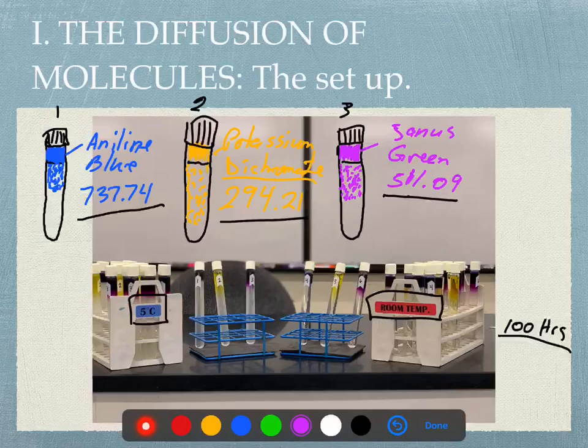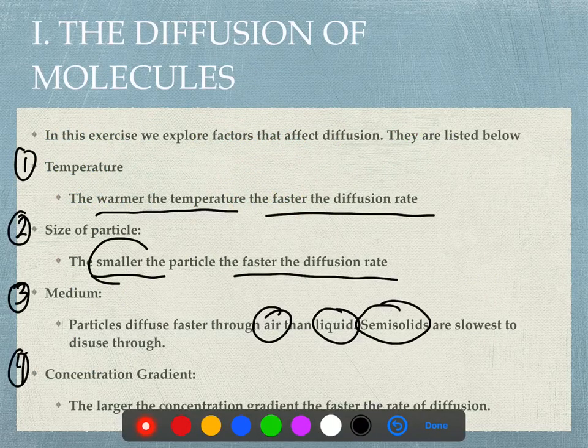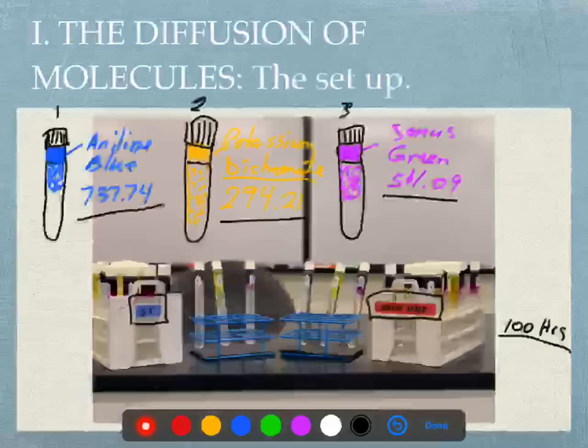That should make sense, right? This is basically applying what we saw in the previous slide, that the smaller the particle, the faster it will diffuse. The heavier the particle, the slower it will diffuse.